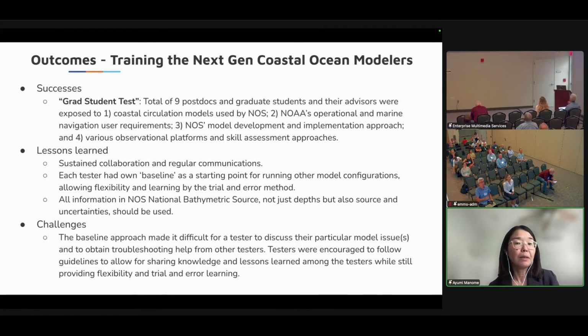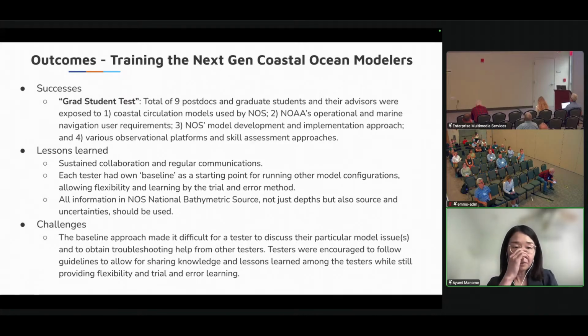We have had a total of 9 postdocs and grad students, and also their advisors. They are all exposed to coastal circulation models used by NOS, NOAA's operational marine navigation user requirements, NOS model development and implementation approach, and various observational platforms and skill assessment approaches.